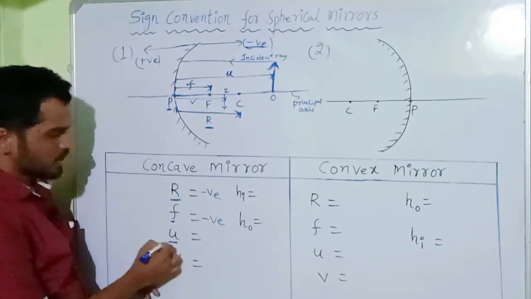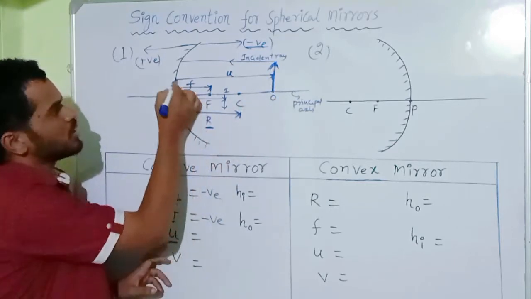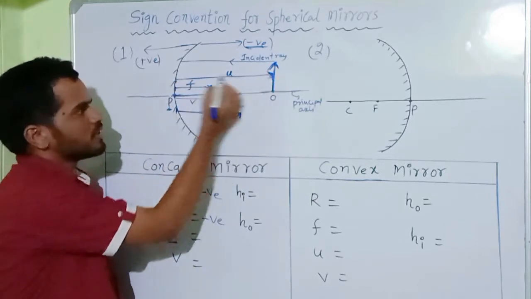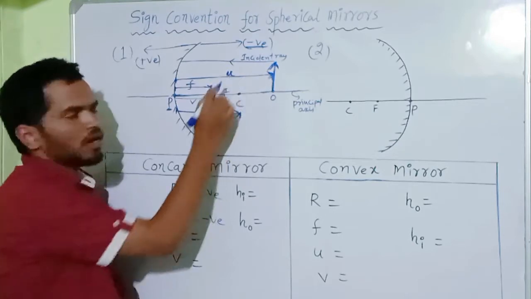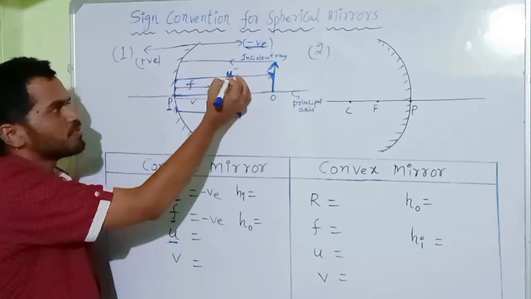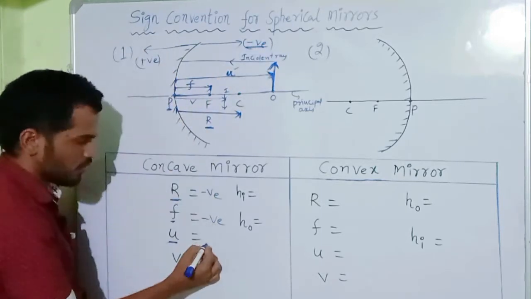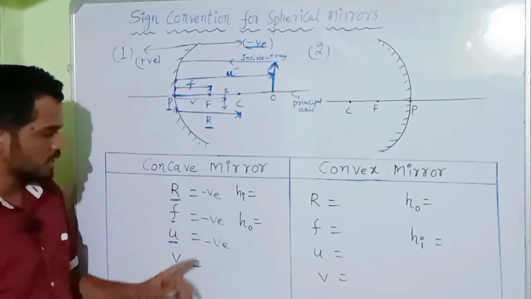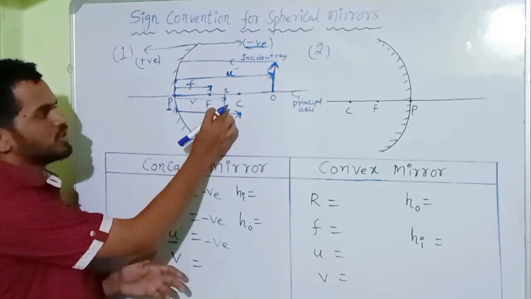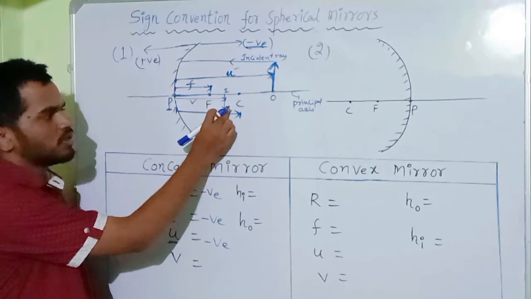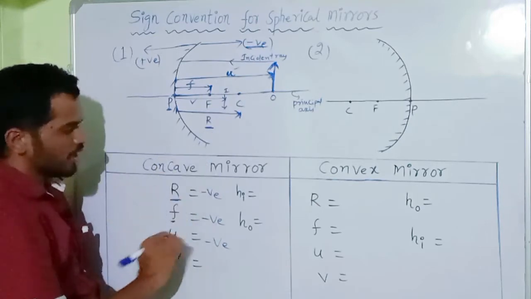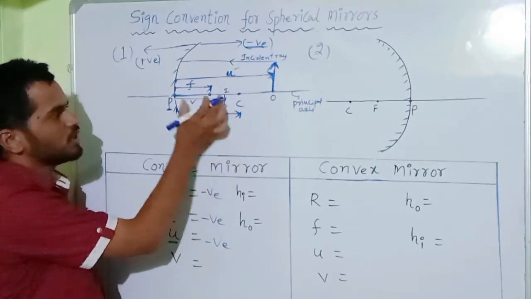Now take the object distance. The distance from pole to object is nothing but the object distance. Is it on the negative side or positive side? It is on the negative side, so u is negative. What about the image distance here? The image formation generally takes place on this side, the negative side.